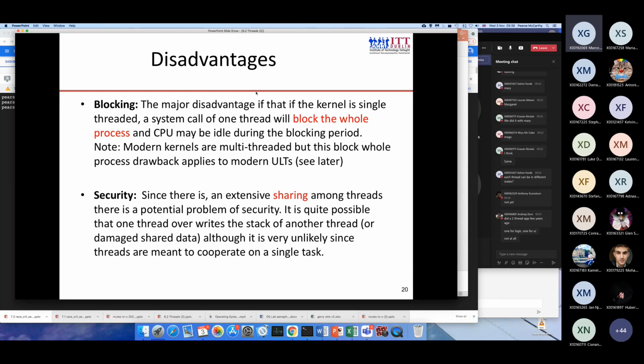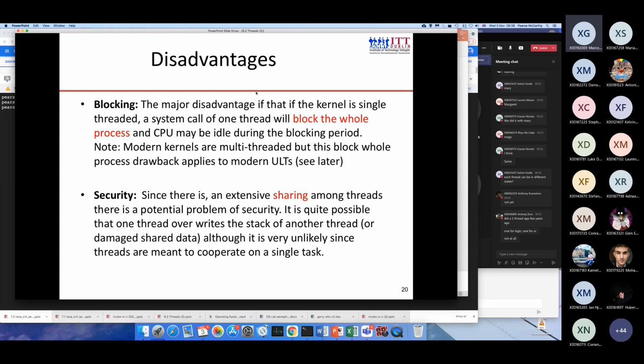And the CPU would idle, whoopie-doo. Modern kernels are multi-threaded, but this block-whole-process behavior does apply to user-level threads (ULT). Just keep that in your mind for a minute and I will come back to it, okay? And then you will understand it. Just leave that one for a minute in your brain.